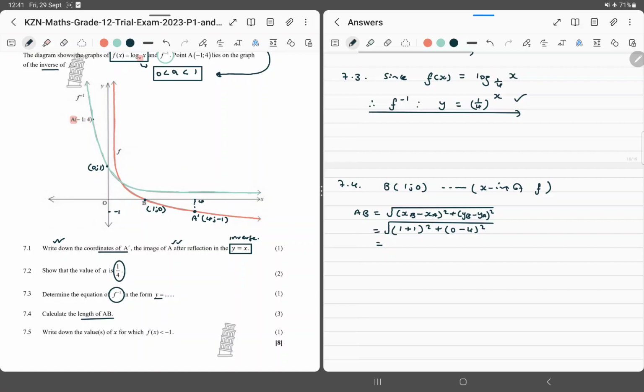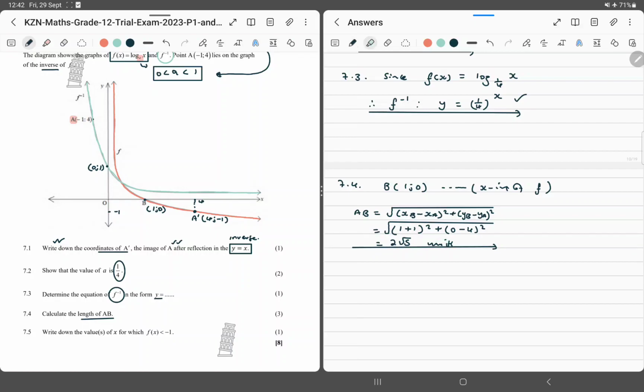So this is 1 plus 1 squared plus 4 squared. So this gives us 2 root 5. Yes, that would have been a 20. 2 root 5 units, because we don't have measurements there.